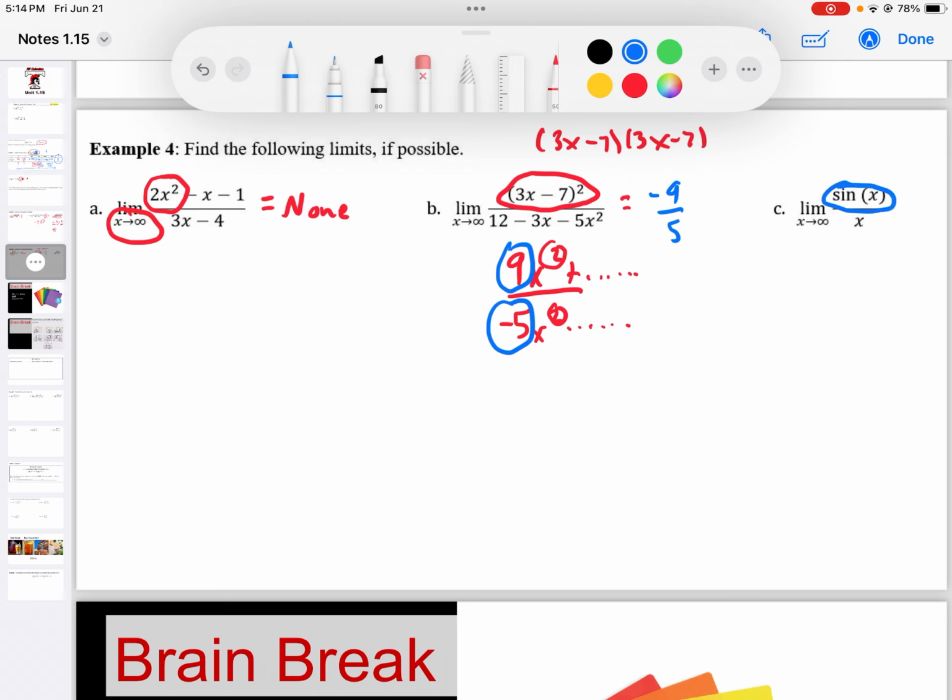All right, last one, part C. It's a little different. We don't know, what is the magnitude of sine? Well, sine just cycles through, right? The highest it gets is 1, the lowest it gets is negative 1, over x, which is growing without bound, right? So at infinity, the denominator is getting bigger and bigger. The top is just kind of fixed between 1 and negative 1. So the bottom is growing huge, so this limit would be 0.